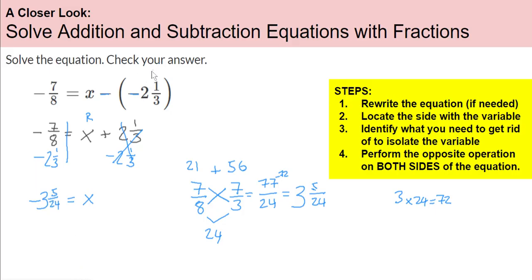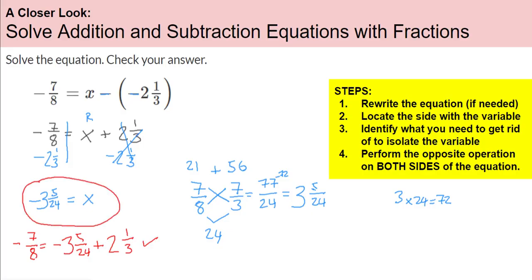Then it says check your answer. If we plug this into our solution, we get -7/8 equals x, which we said is -3 and 5/24, plus 2 1/3. If you did this correctly, maybe you want to change the denominators to be the same, but this is correct, so that makes sense. So -3 and 5/24 is what x equals.